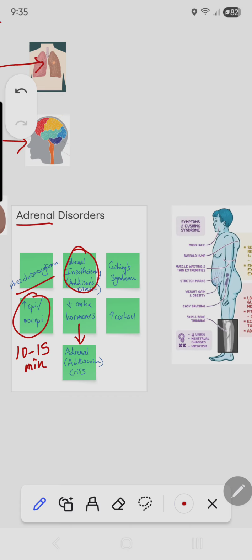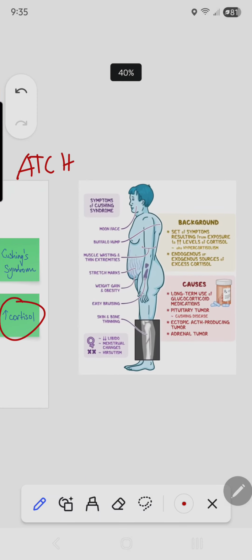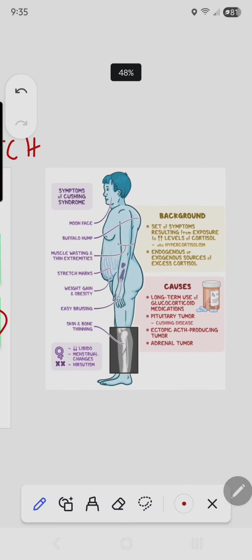The other condition that we want to be aware of is Cushing's disease, and Cushing's syndrome rather. Cushing's syndrome is excess cortisol, and that's caused by too much glucocorticoids, or maybe there's an adenoma in the pituitary that is causing it to produce too much adrenocorticotropic hormone, and that can cause an increase in your cortisol level. Cushing's syndrome has some pretty significant effects on the body. Some of those you can see here in this diagram, such as the moon face and the buffalo hump. Those are all symptoms of too much cortisol.